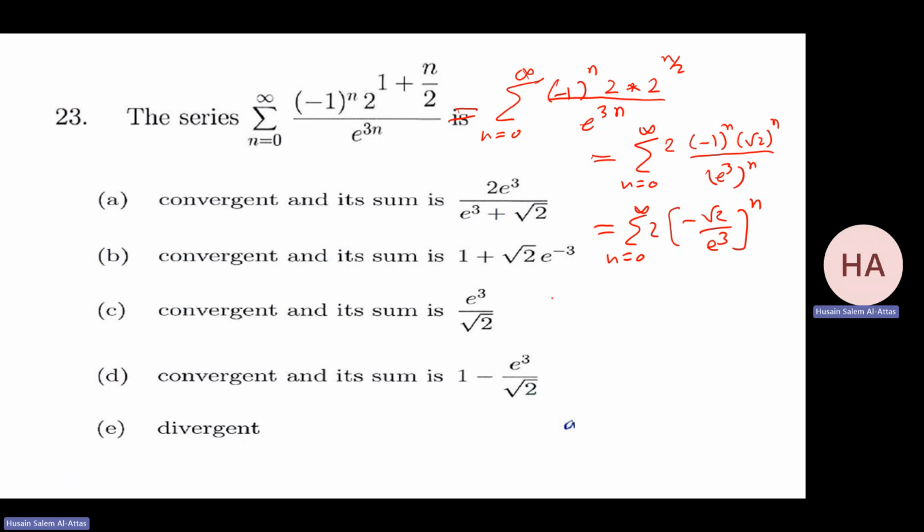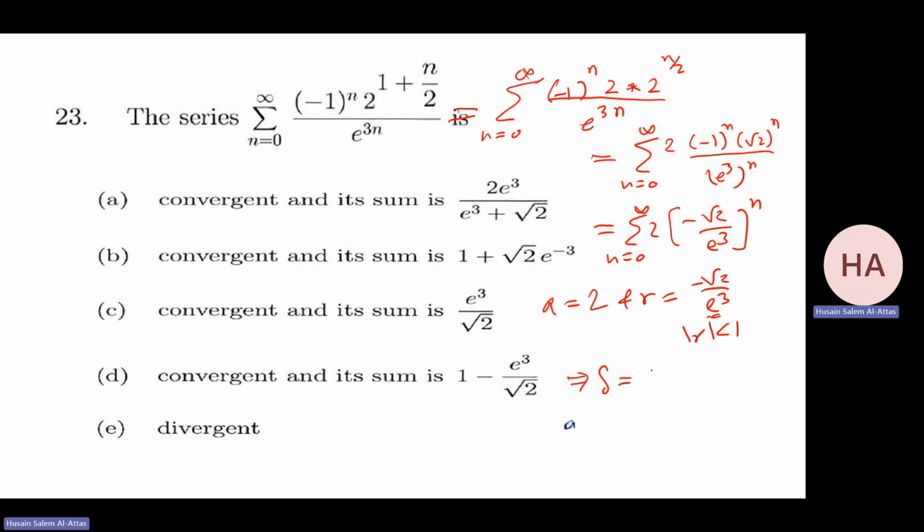My a, the first term at n equals 0, is 1 times 2, which is 2. My r is this number, and its absolute value is very clearly far less than 1. The denominator is something like 2.7 to the power 3, which for sure is greater than square root of 2. So what will happen here?